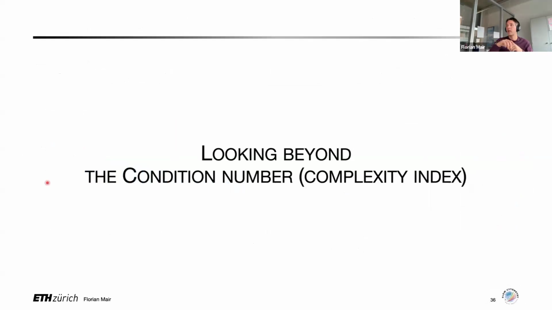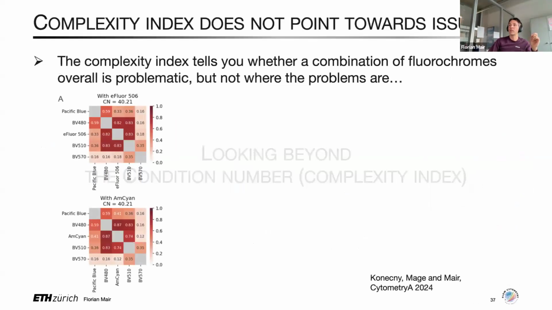Having explained all of this, I also want to show you something that we found useful, and that is looking beyond the condition number or complexity index as it's commercially known. The complexity index really tells you something about how well you selected your fluorochromes, but it doesn't necessarily tell you where the problems are and how you can fix them. For this, I want to show you this example. At some point during panel optimization, we were considering switching from eFluor 506 to M-Cyan, which is not a great fluorochrome either, but the question is which one actually works better.